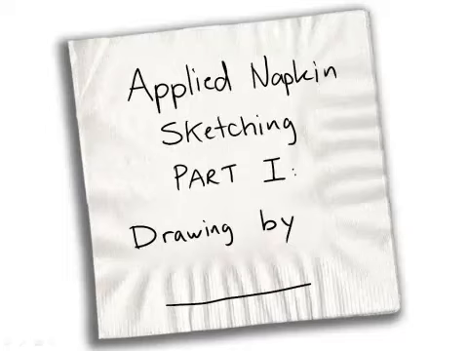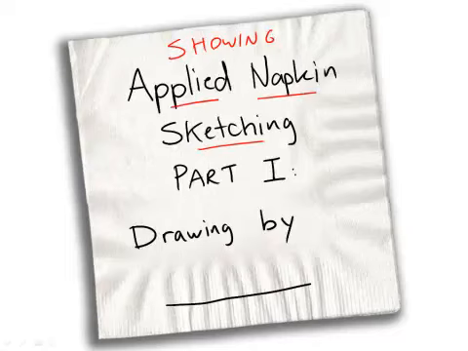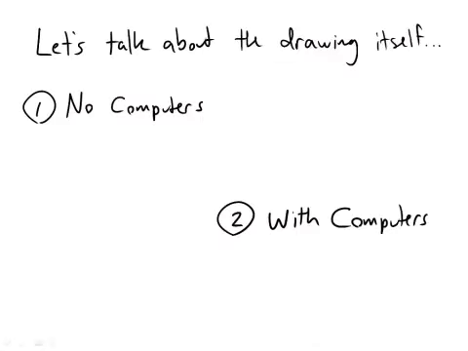This lesson, as we begin to close out our section on showing, is going to be the first part on applied napkin sketching. So this is part number 1, which is really drawing by hand. I want to talk just for a moment about drawing itself. What I really mean by that is just taking our hand, taking a pen, putting it on a piece of paper, and creating our very simple sketches.